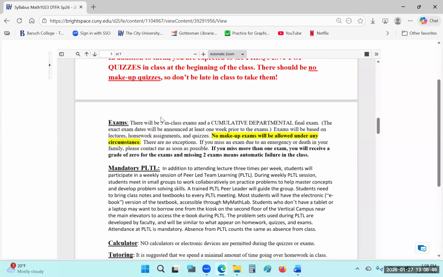There is no makeup for the exams, so if you are absent, you are just going to get 0. And if you are absent for 2 exams, you're automatically going to fail the class. So please do not miss any exams.